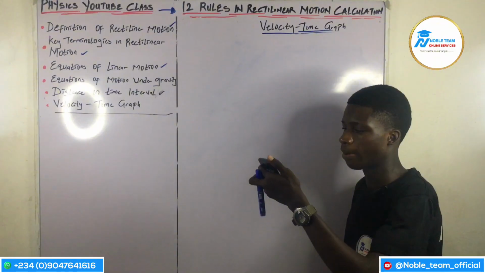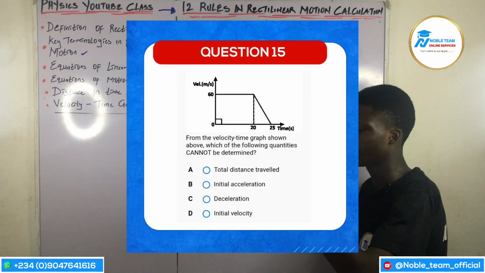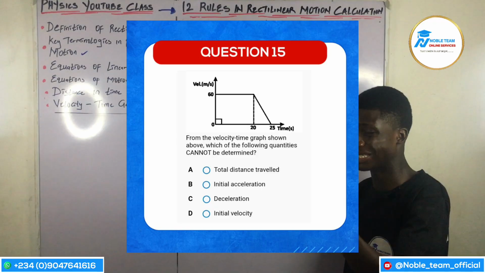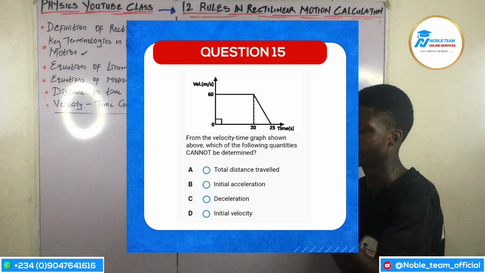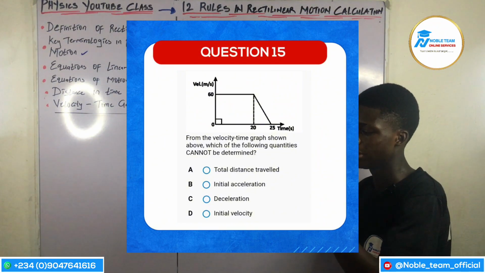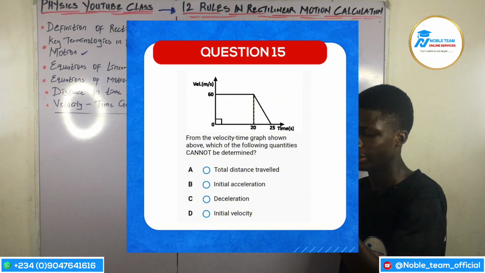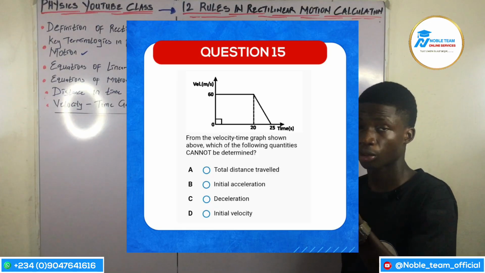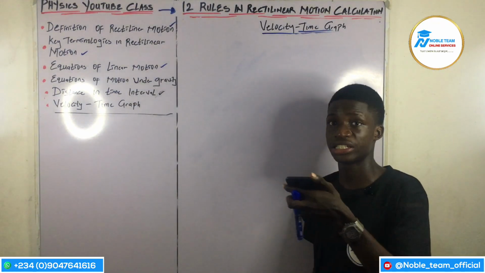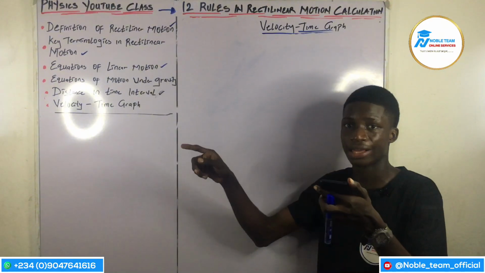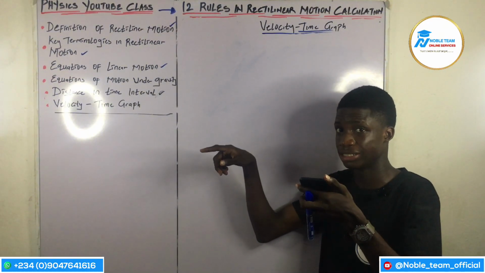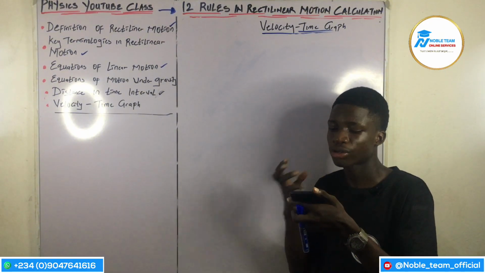Now, looking at this number 15, it says, from the velocity time graph shown above, which of the following quantities cannot be determined? A, total distance traveled. B, initial acceleration. C, the acceleration. D, initial velocity. The correct option is what? Option B, which is initial acceleration, because the acceleration is not moving forward. It just attains a constant velocity or uniform velocity. You understand? So grab it now.